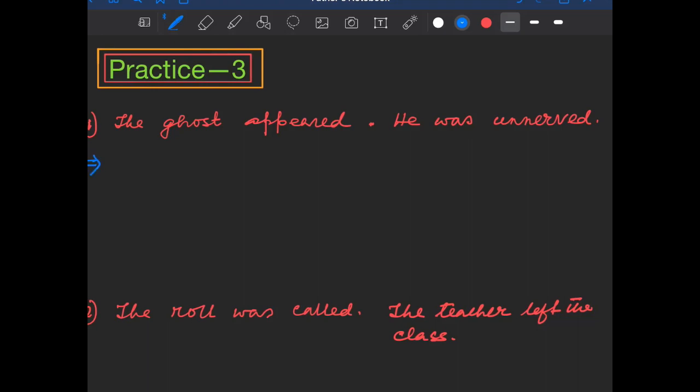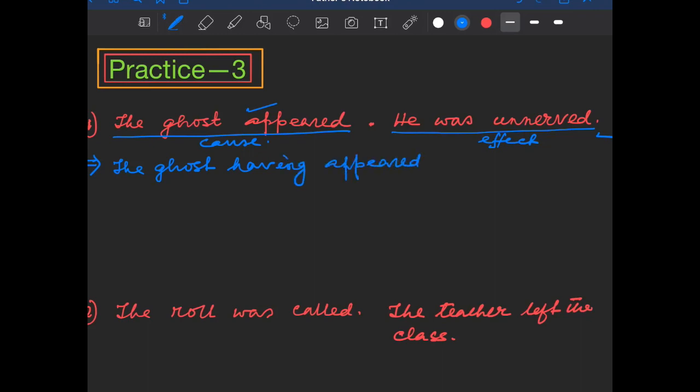The ghost appeared. He was unnerved. This is the effect and this is the cause. So we'll keep the effect and we'll make the cause absolute. The ghost. No be verb is there. So having. The ghost having appeared. He was unnerved. The ghost having appeared, he was unnerved.